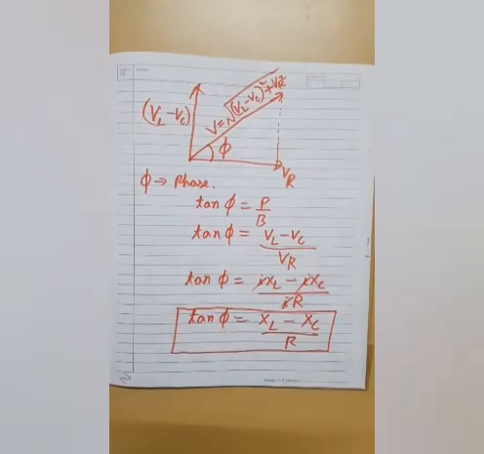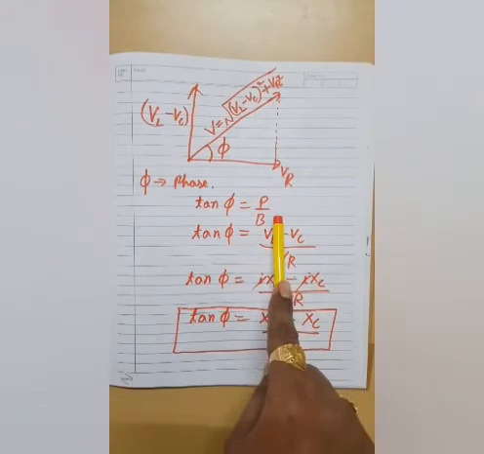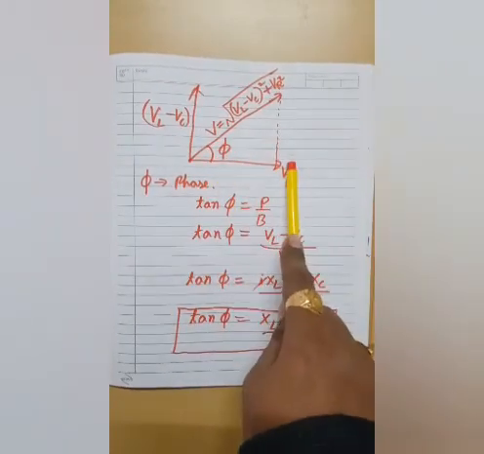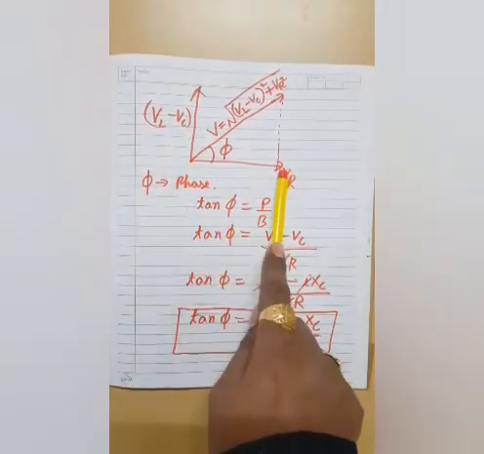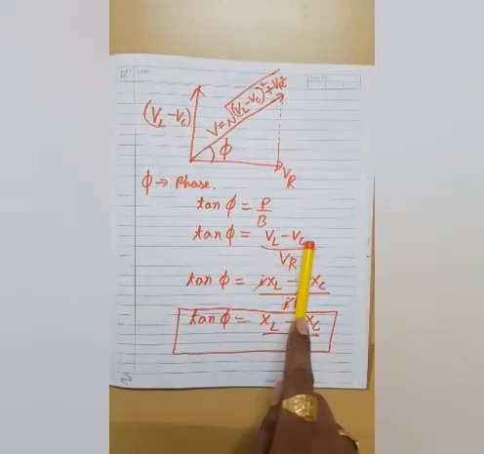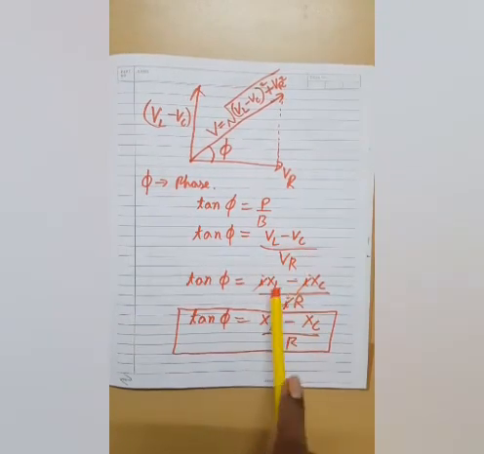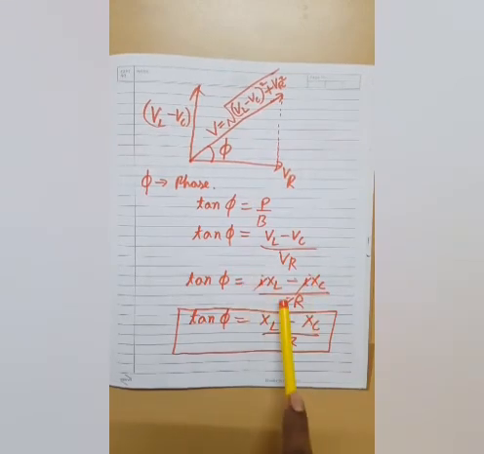If we want to find the equation of phase, then tan phi is equal to perpendicular upon base. So if this is phi, then in front of phi this is perpendicular, this value is VL minus VC, and base is VR. So we can write VL minus VC upon VR, and if we put the values of VL, VC and VR, we'll get IXL minus IXC upon IR. Again I is common and it would get cancelled out. So our final formula for phase would become tan phi is equal to XL minus XC by R.